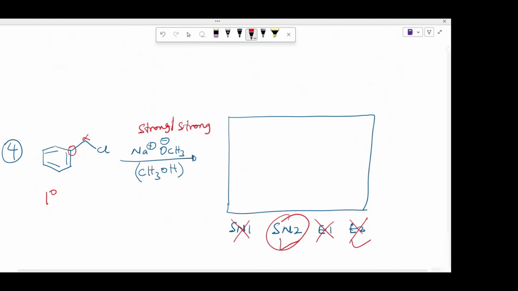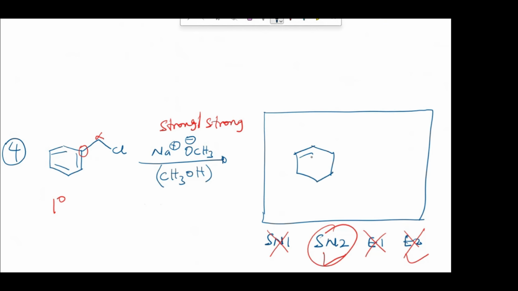And so our product is going to be an SN2 product. And all we have to do is to replace the leaving group with the nucleophile.